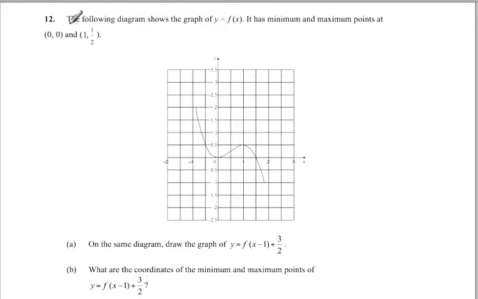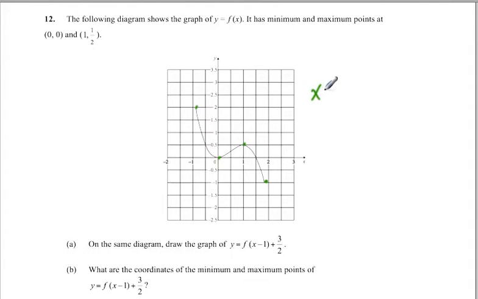Number 12. The following graph diagram shows y equals f of x. So here's our function. It has min and max points at 0, 0, and 1, 1/2. So on the same diagram, draw the graph of f of x minus 1 plus 3 over 2. So again, the easiest way is always with the start and end points and any points of inflection where it changes shape or changes direction. That's what you want to get.